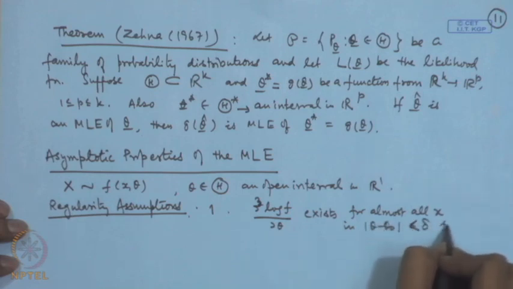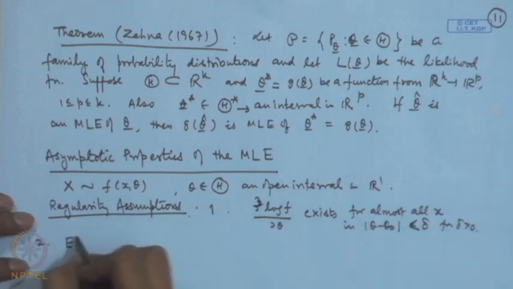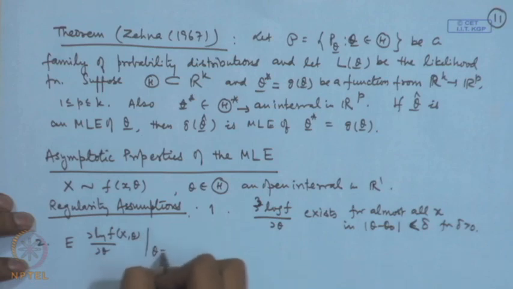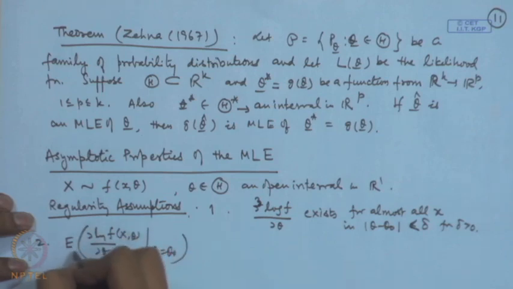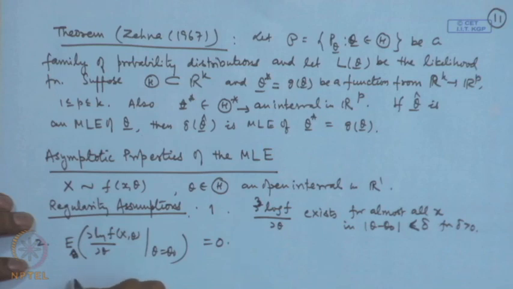Less than delta for some delta positive. The second condition is that expectation of del log f by del theta at theta is equal to theta naught, that is equal to 0. Expectation under theta naught of del by del theta log of f(x, theta) at theta is equal to theta naught, whole square, that is positive.